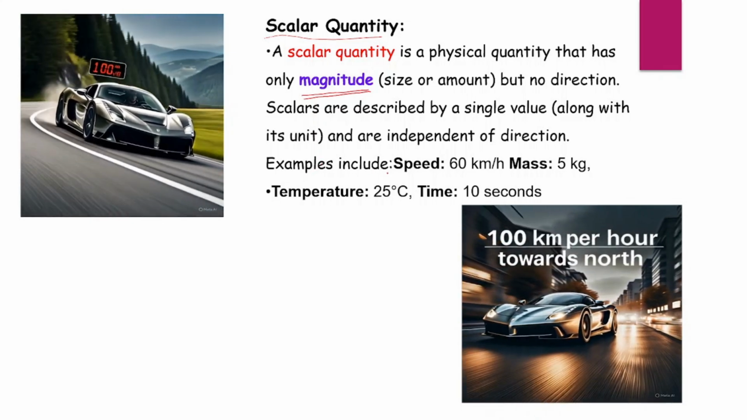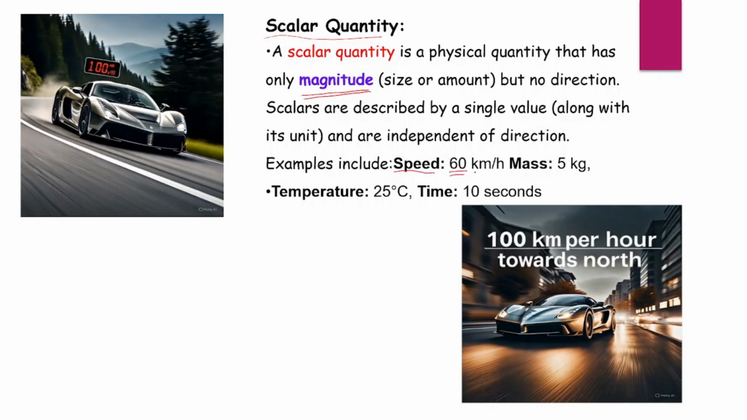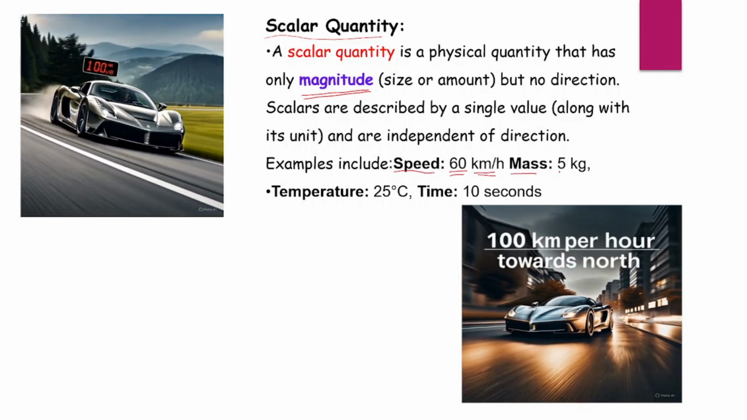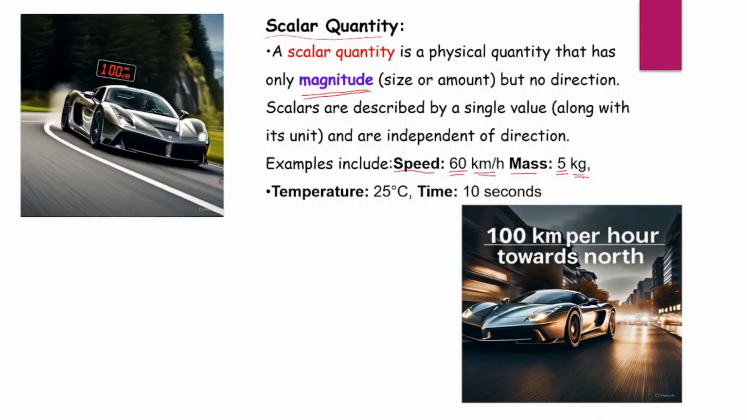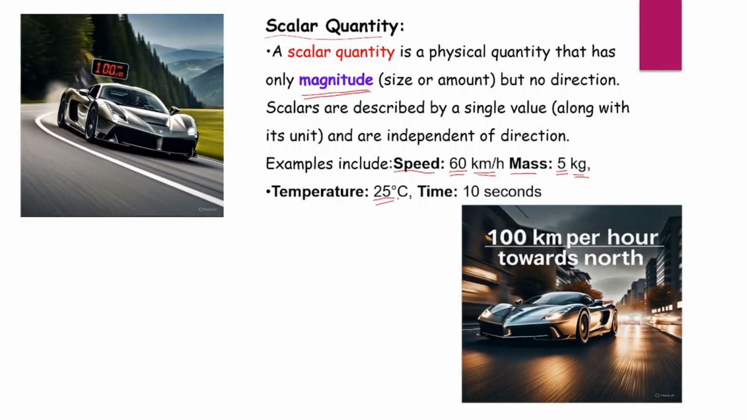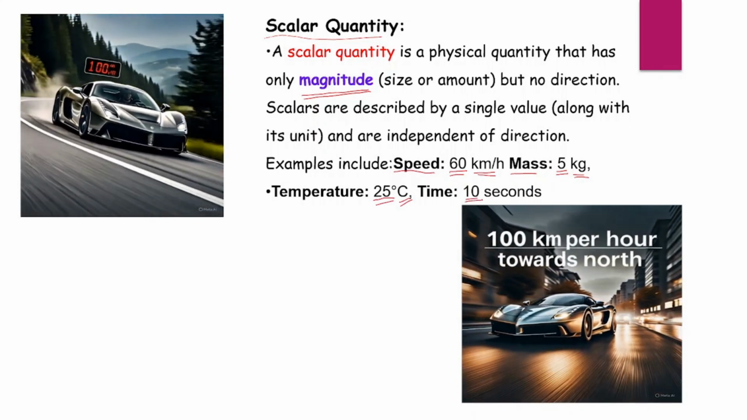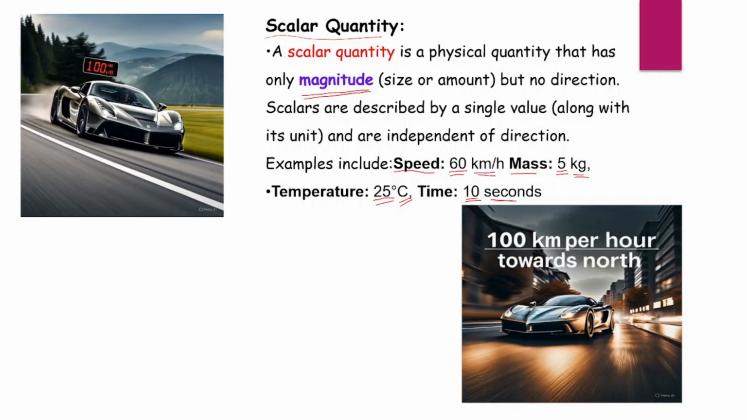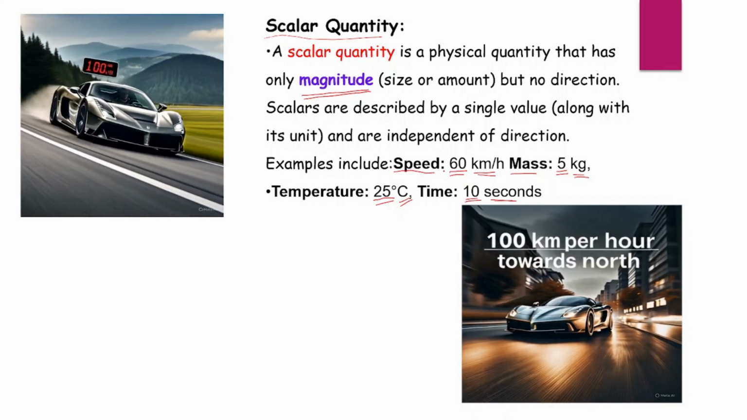Scalars are described by a single value along with its unit. For example, speed is a scalar quantity which has the measure 60 and its unit is kilometer per hour. And mass, here you have a number and its unit kilogram. Temperature is also a scalar quantity which has its number and its unit degree Celsius. Time, number and its unit seconds. So such a physical quantity that has only its measure or magnitude is known as a scalar quantity.